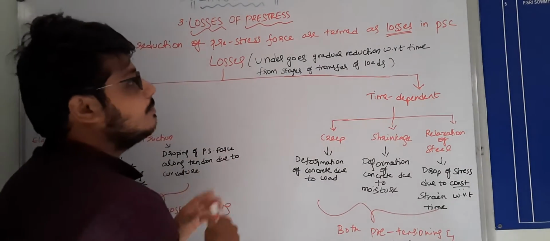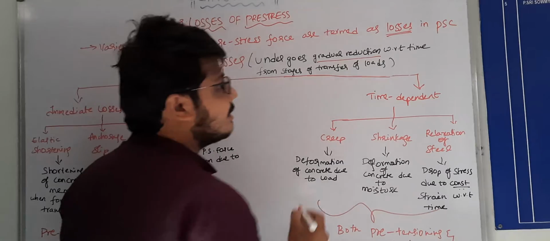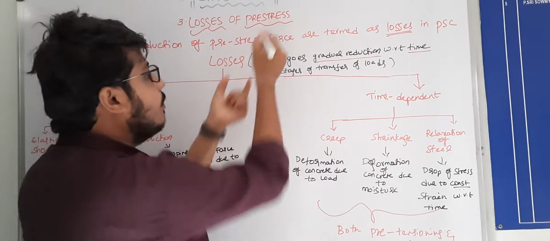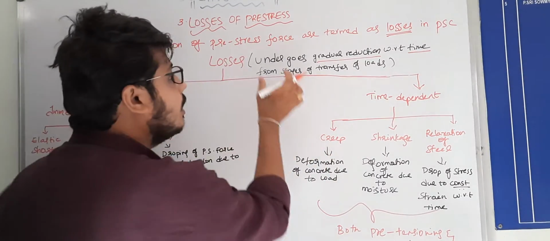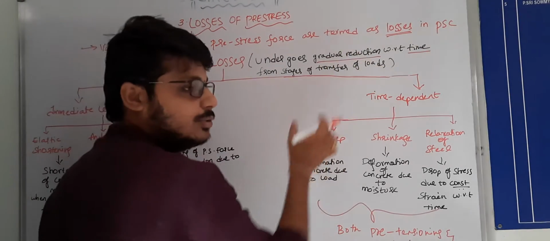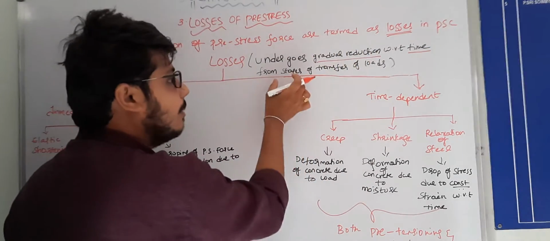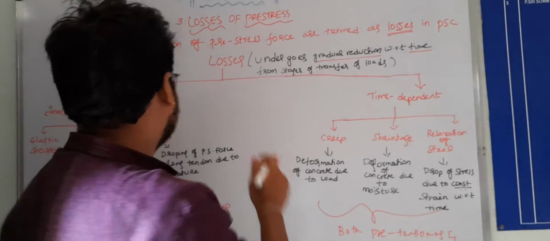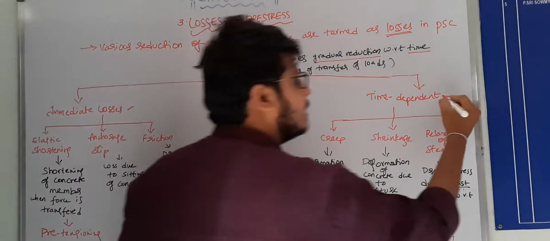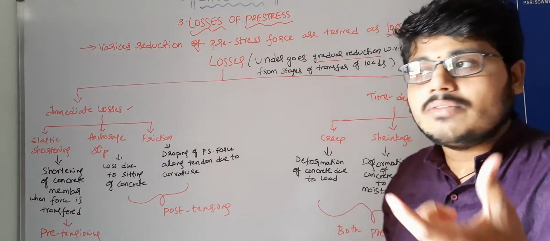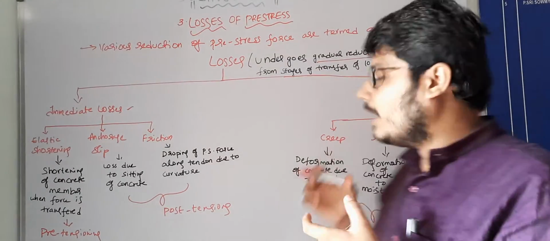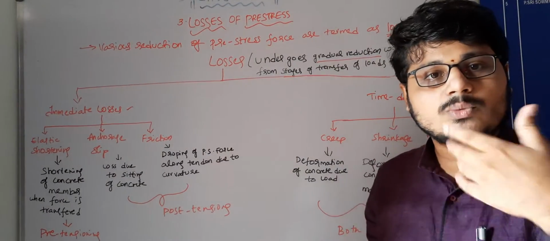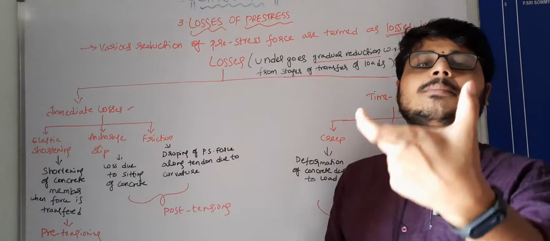The losses undergo gradual reduction with respect to time from the transfer of loads. The losses of pre-stressing are divided into two types: one is immediate losses, and the other is time dependent losses. Immediate means they show immediate action. Time dependent means it depends upon time, it can take 5 minutes, 10 minutes, 1 hour, 2 hours, or 1 month, 2 months. So it is a time dependent process.